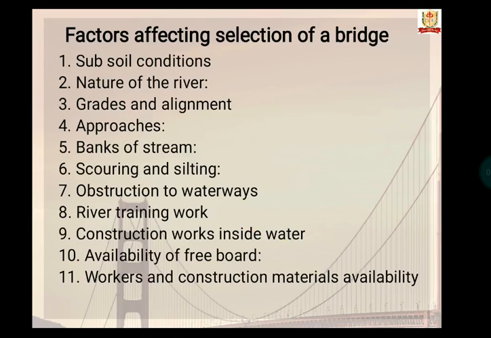Factors affecting selection of bridge. Subsoil condition. The non-erodible and unyielding soil bed is a must for a bridge site. Soil should have high bearing strength. Nature of the river. Width of the river shall be as narrow as possible at the site of the river, so that the span of the bridge is as small as possible.